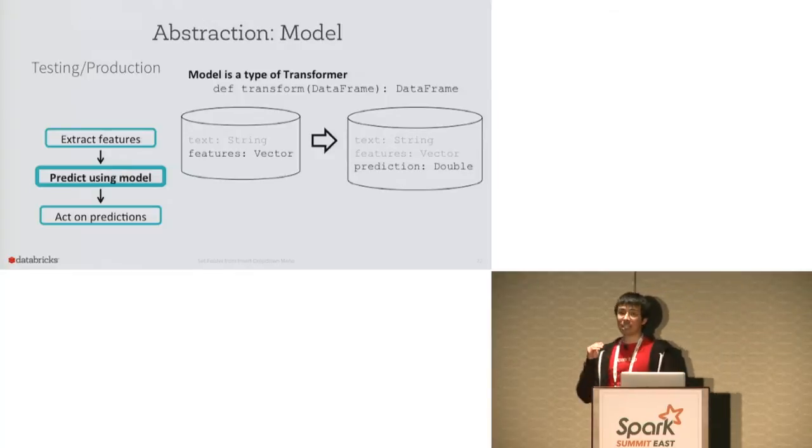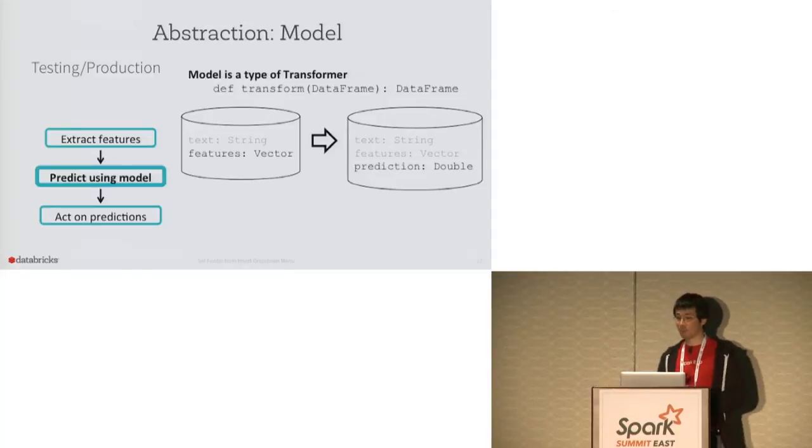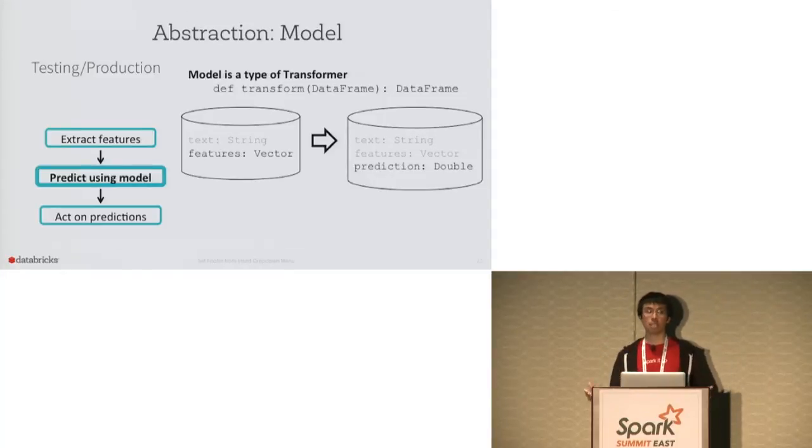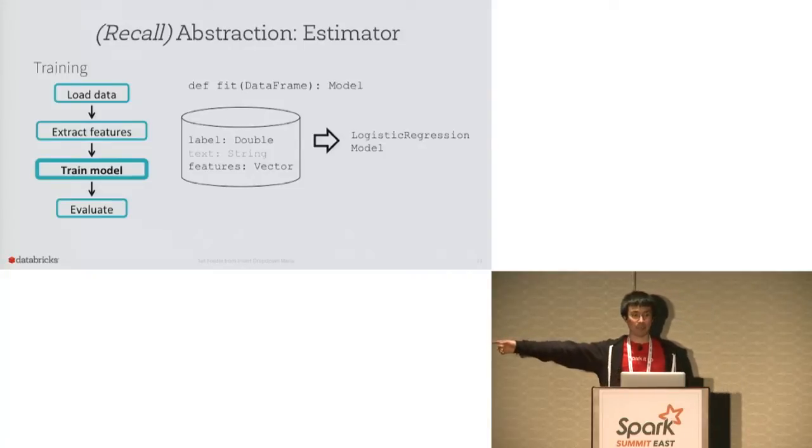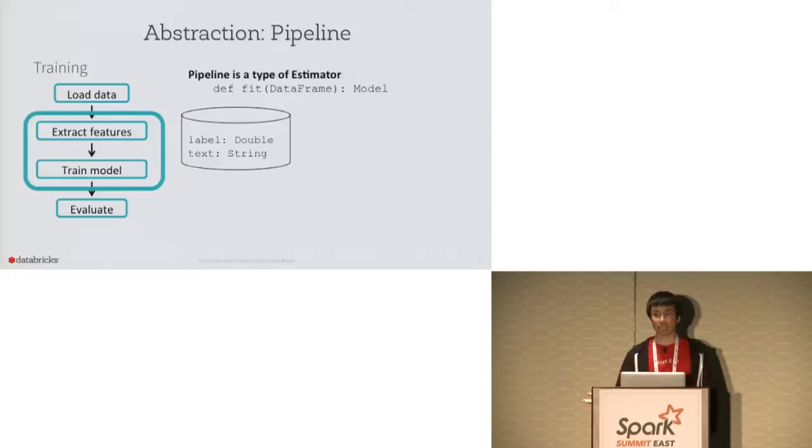So I've talked about the different components of the pipeline and the corresponding abstractions. But what I haven't mentioned yet is the overarching abstraction of a pipeline. To explain that, recall this slide I showed before about the estimator abstraction, where we're training a model, taking a data frame, returning a model. Now, what if I take this highlighted box and expand it to include extracting features? Well, this itself is taking a data frame and, at the end, returning a model. And so a pipeline concept is really just a type of estimator.